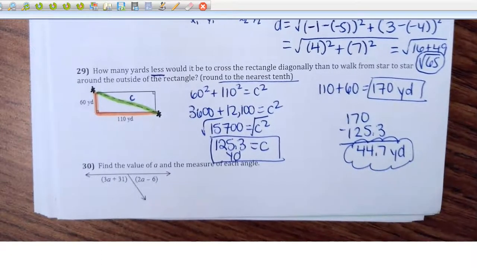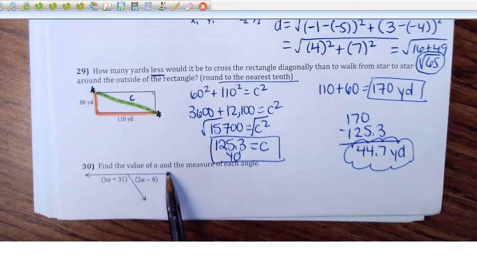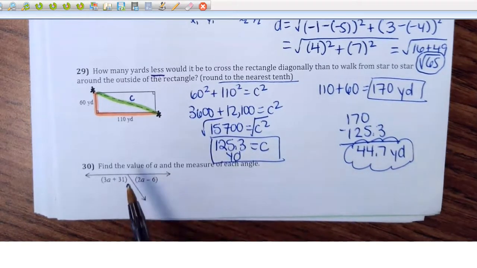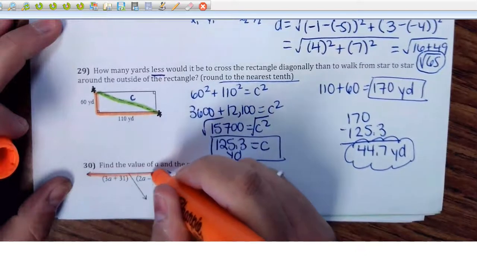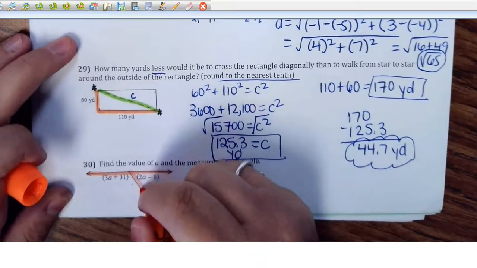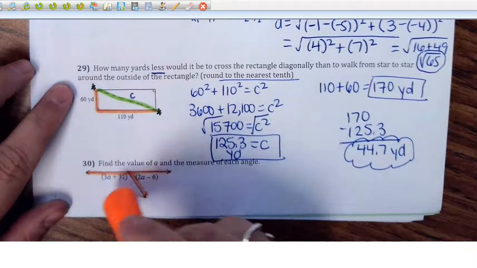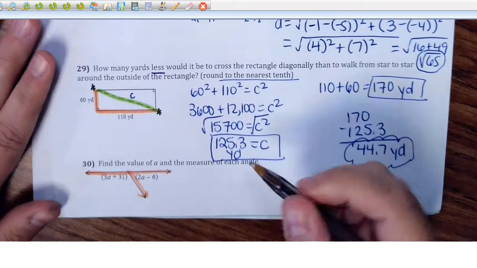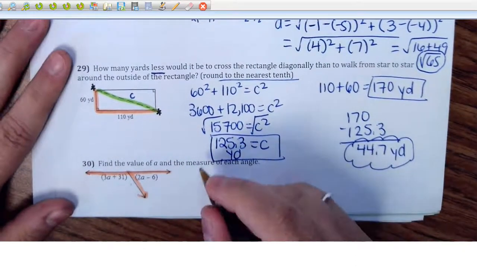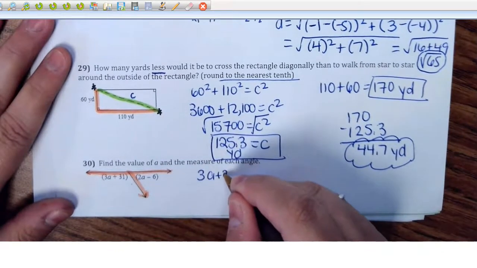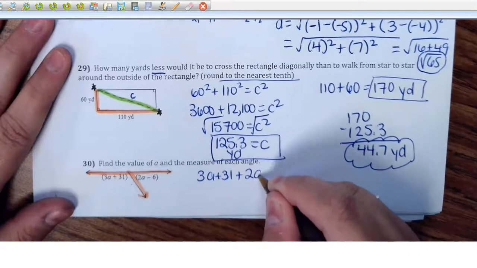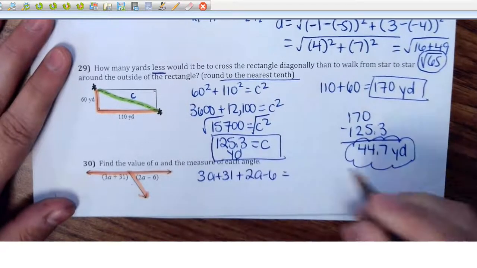Okay, now one last question. This says find the value of A and the measure of each angle. So it's given us angle measures here. If you guys remember, if you have a straight line, those two angles, where I've got the ray there, these two angles added together, since I'm talking about angle measures, have to add up to 180 because I have a straight line. So I'm doing angle addition, the 3A plus 31 plus 2A minus 6. Those two angles form a straight line, 180.